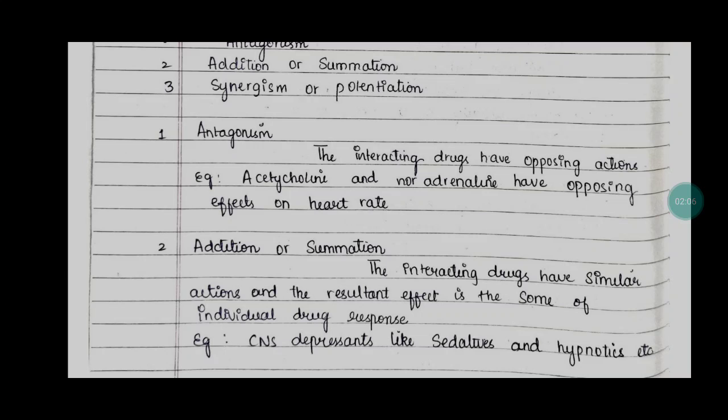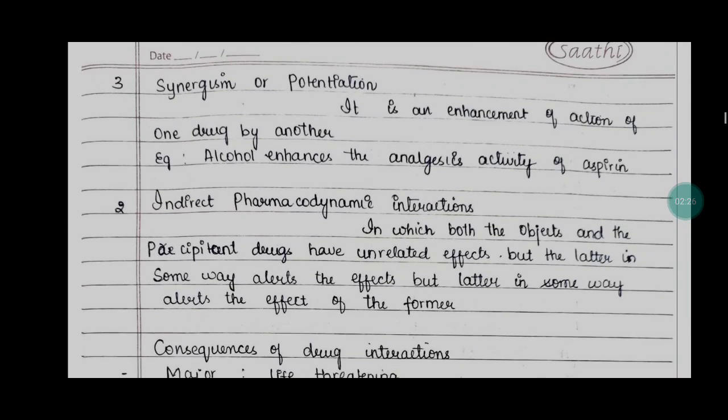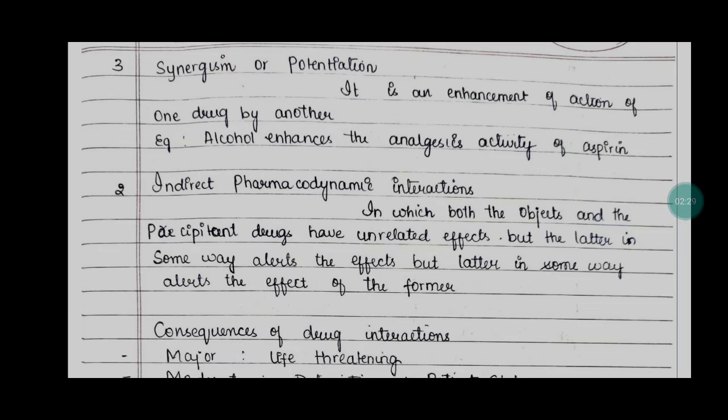Number two, addition or summation. The interacting drugs have similar actions and the resultant effect is the sum of the individual drug responses. Example, CNS depressants like sedatives and hypnotics. Number three, synergism or potentiation. It is an enhancement of the action of one drug by another. Example, alcohol enhances the analgesic activity of aspirin.